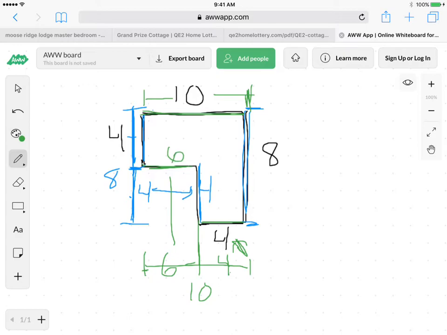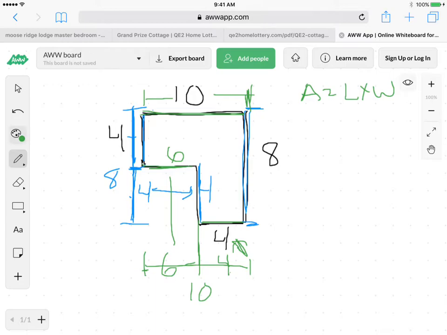So if you add up all those sides now, that will give you your perimeter. The area is a little more tricky. And these are irregular shapes. We know area is the length times the width of a rectangle or a square. So we have to turn these into rectangles or squares.